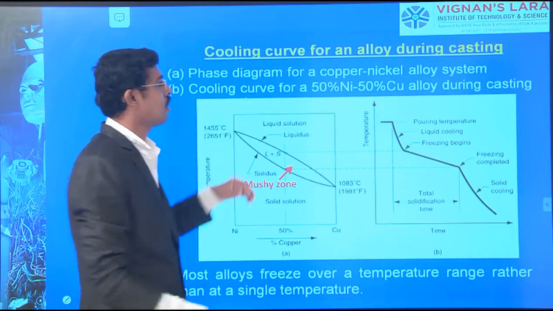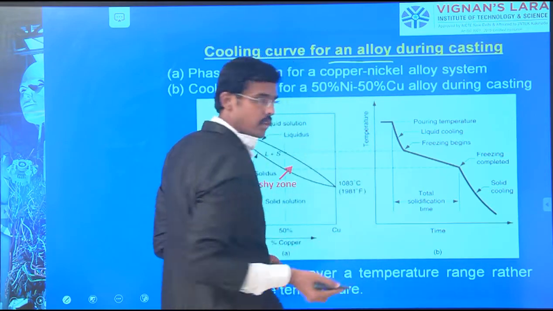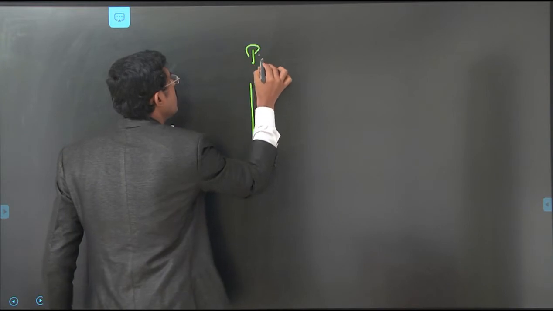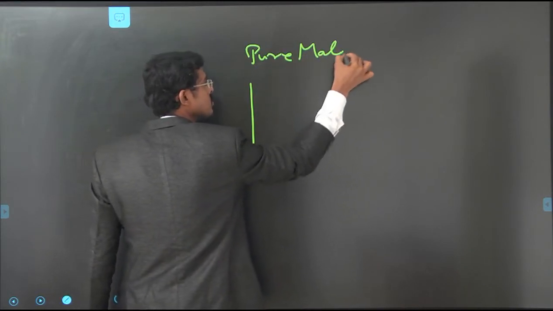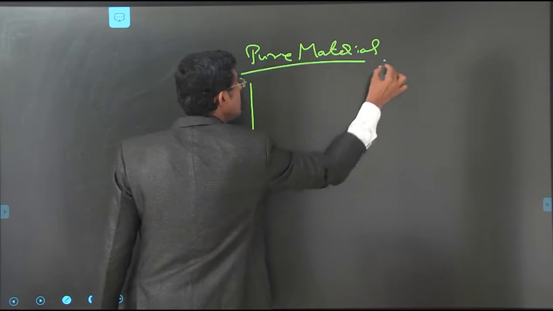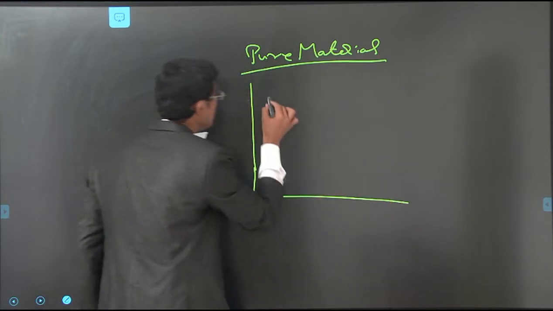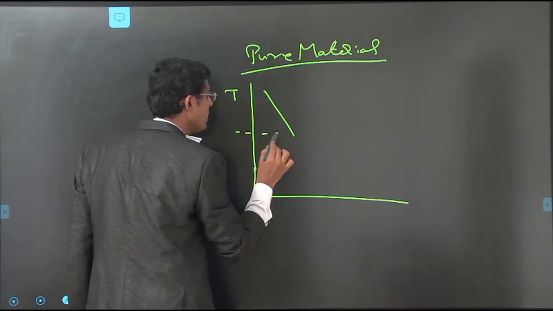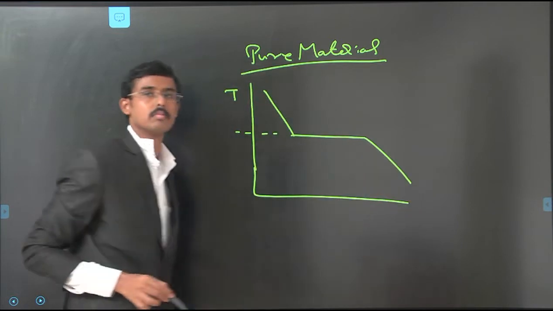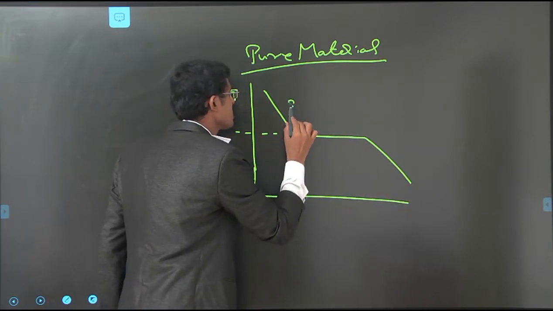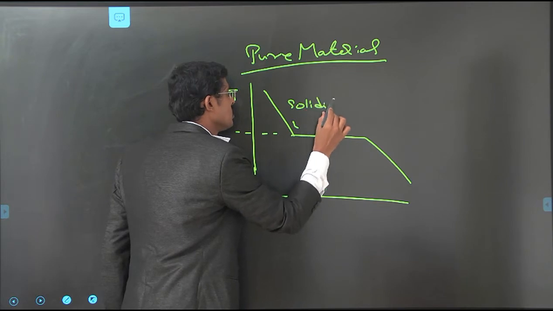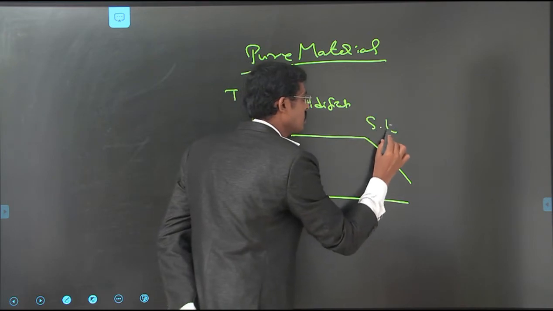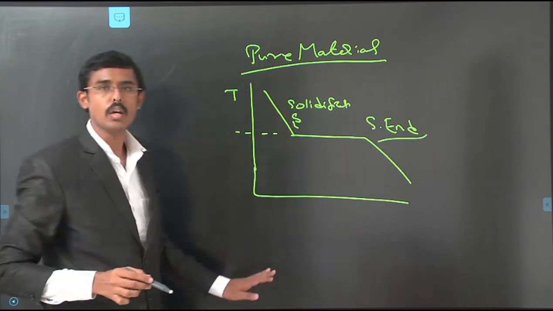The cooling curves of an alloy system you should see. We have already seen the cooling curve of a pure material, where we have cooling from the high temperature at one single freezing temperature, and like this we have seen. Here it is liquid, solidification starting. Solidification start, solidification end. This is what we have seen for pure material.